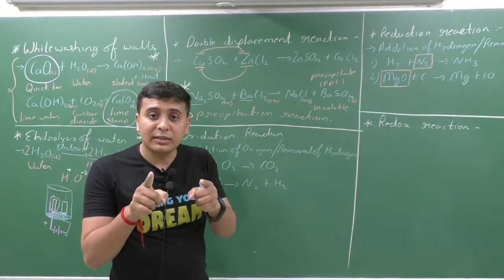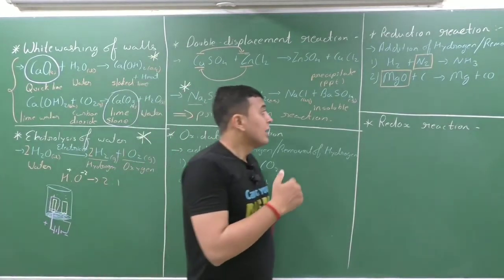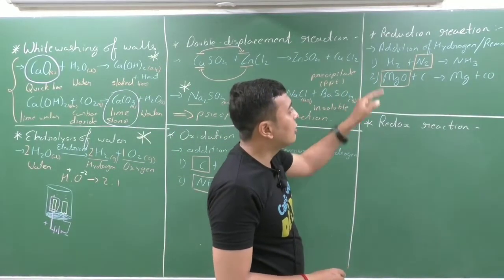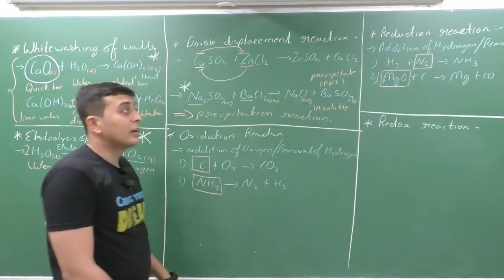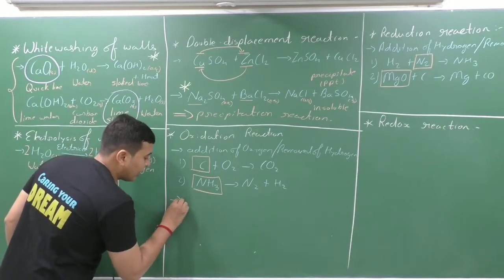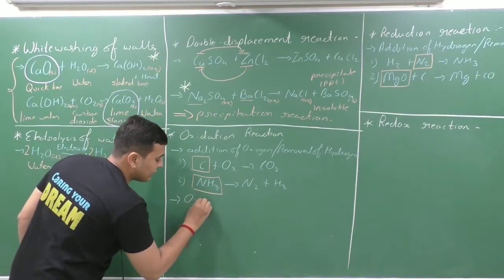Clear? Getting it? Yes or no? Very good. So let us move on. The compound which gets reduced or the compound which gets oxidized is always from the reactant side. Clear? Now you have to remember one more topic, that is oxidizing agent.